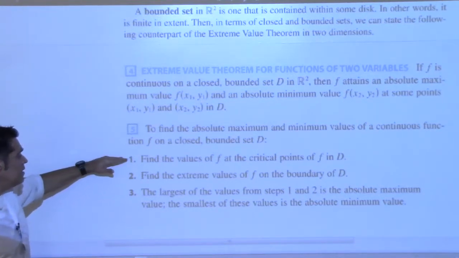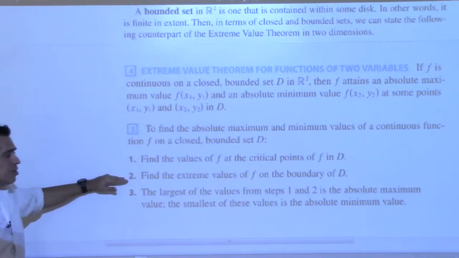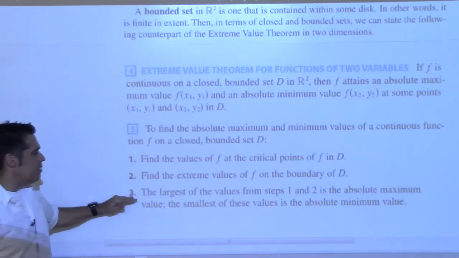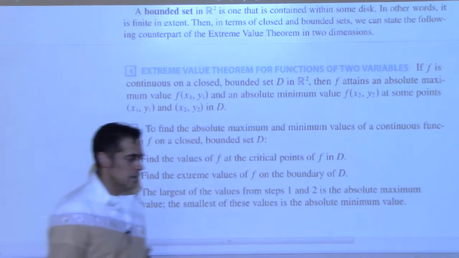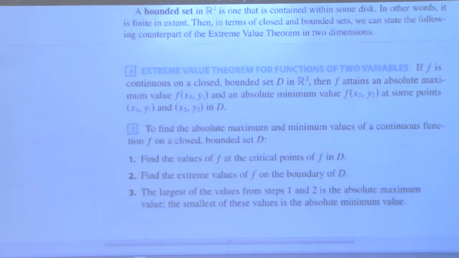And then we must find the extreme values of the function along the boundary of D. This is going to be the hard step. And then we compare the two, and the largest that we get from those two things is going to be our absolute max, and the smallest our absolute min. So let's run through an example. You'll see how this all works, and you'll see it's somewhat problematic.